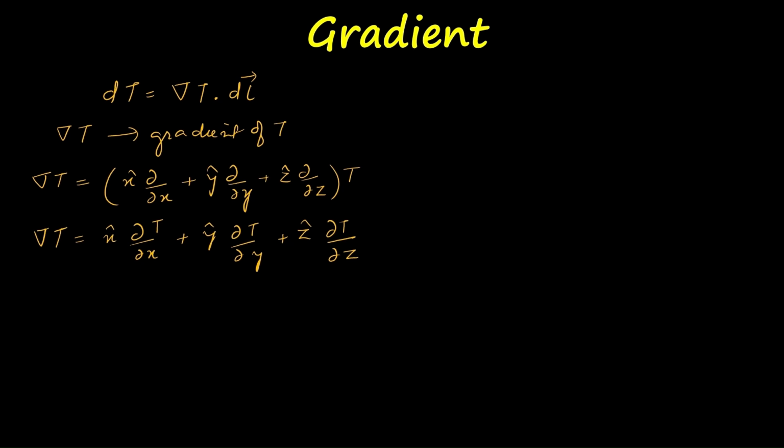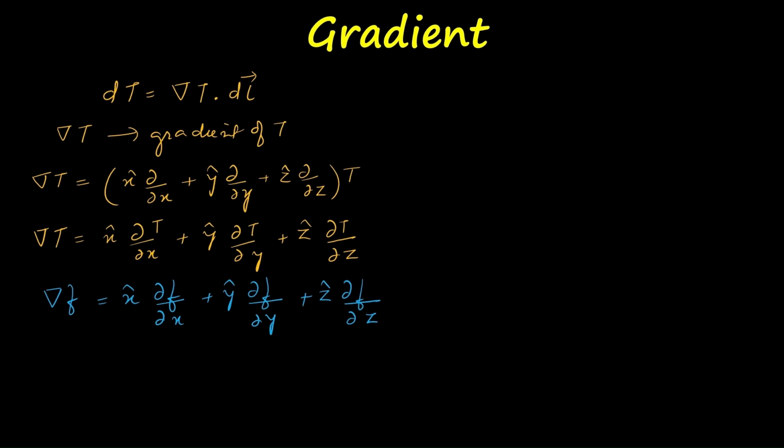Now this is a vector quantity. So whenever we take the gradient of a scalar function, we get a vector quantity. For example, if I have a scalar function f, and I want to find out the gradient, then this will be equal to x cap partial derivative of f with respect to x plus y cap partial derivative of f with respect to y plus z cap partial derivative of f with respect to z.